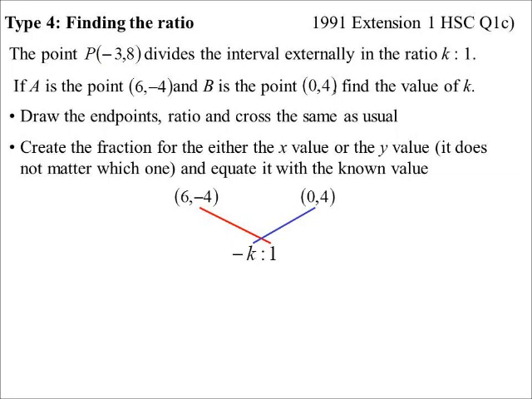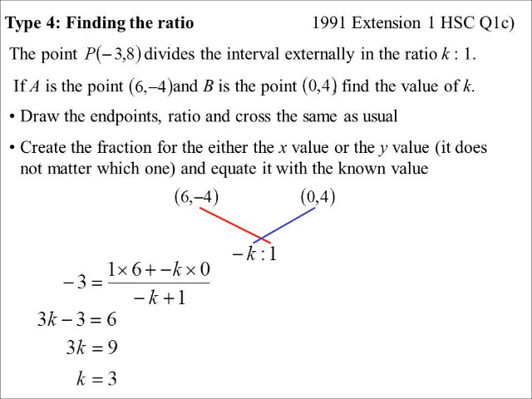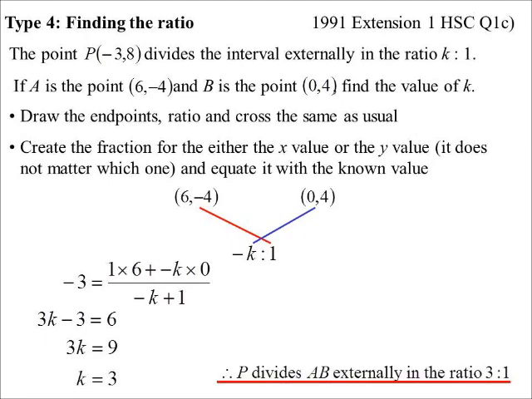So I just use the x's, and I know the answer for x is negative 3. There's my equation to solve. Wasn't that nice? k times 0 on the top. That makes it a little bit easier. So I end up with k is 3. So yes, P divides AB externally in the ratio 3 to 1.